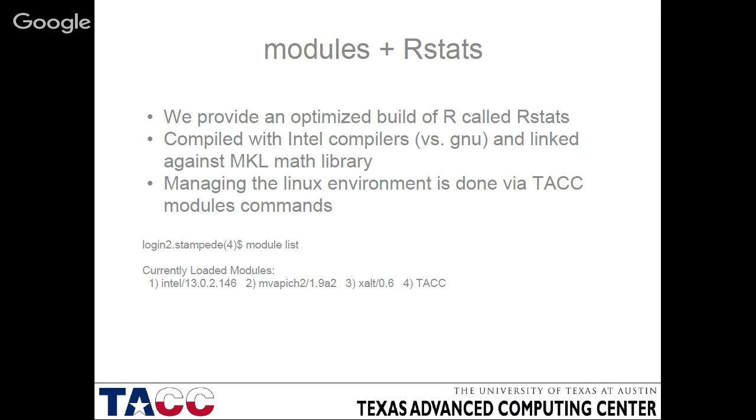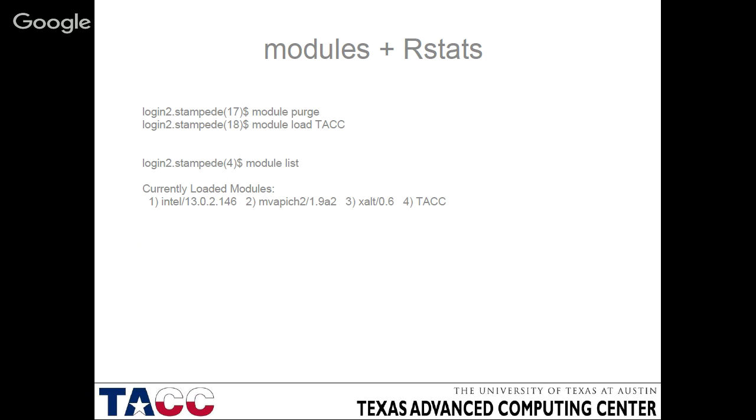Everybody should already be logged into Stampede right now. So you just use module list, which I put here. Try it, and then you can see the default modules already loaded on the login node. You can see there's no R or RStudio. You can also use module purge to remove all modules on your login node, and then you can load each module.